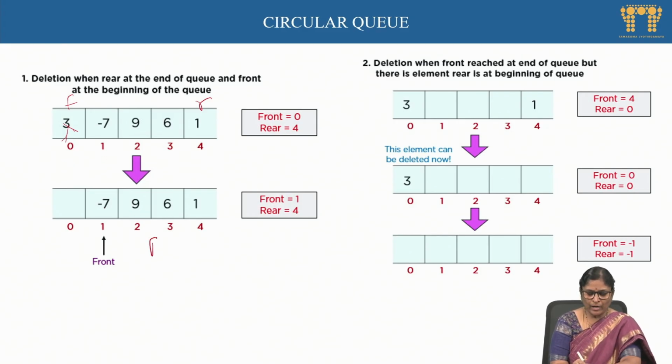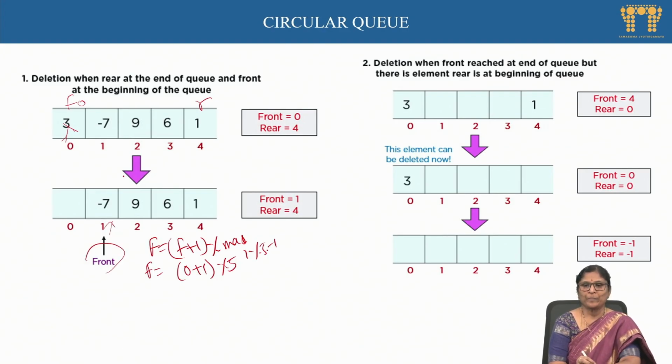So now, instead of saying F is equal to F plus 1, you can follow F = (F + 1) mod max. In this case F is equal to 0. What is the next index of F? You can substitute 0 plus 1 mod max size. Here max size is 5. So 1 mod 5 is 1. So the next index of the front will be 1.